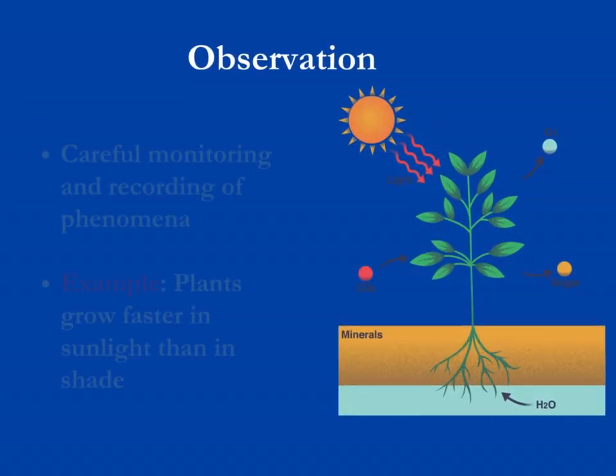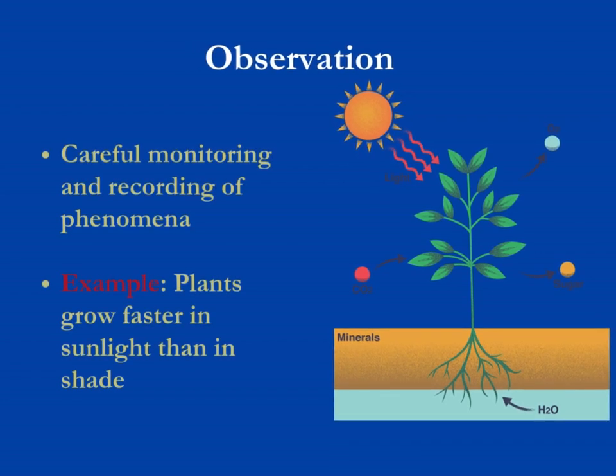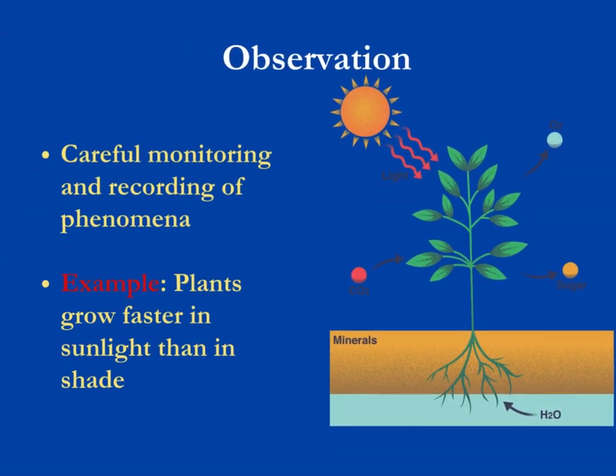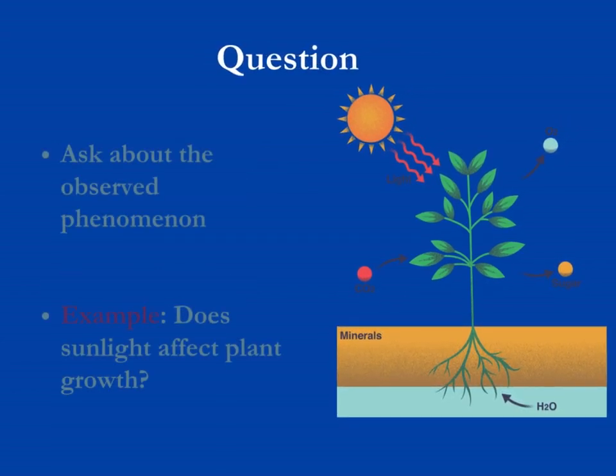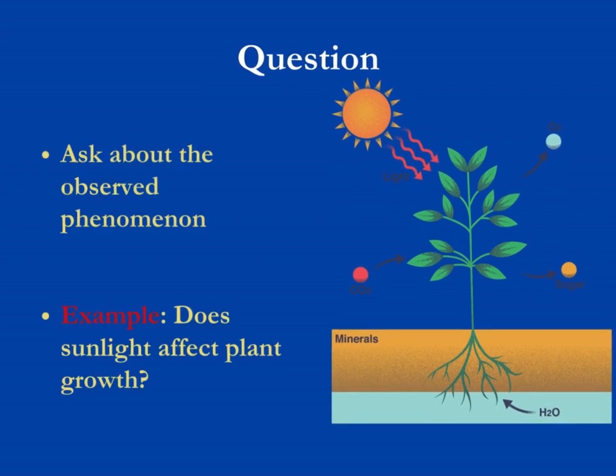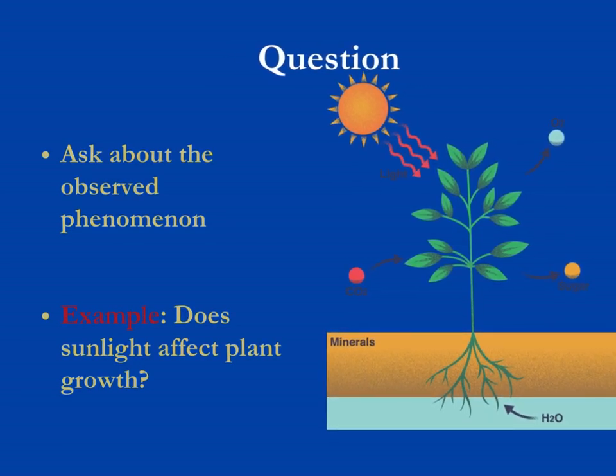First is observation, careful monitoring and recording of phenomena. Example: plants grow faster in sunlight than in shade. Second is question, ask about the observed phenomenon. Example: does sunlight affect plant growth?